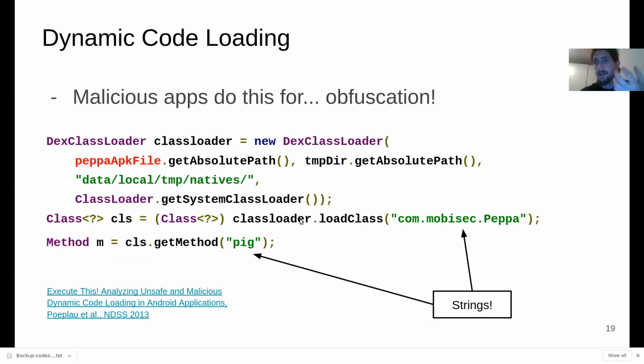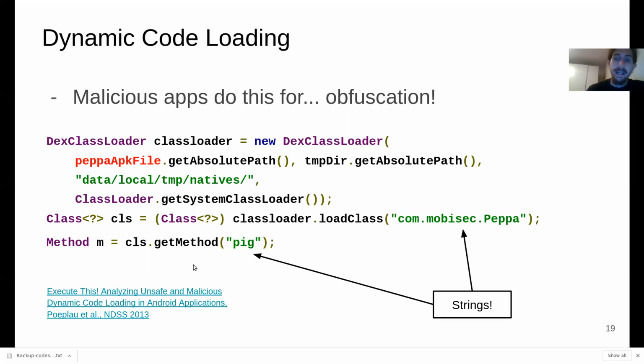Once you have the class loader, which is a class that allows you to load other classes, you can call this load class and you specify the name of the class. In this case, com MOBISEC Peppa. And once you have this, then you can call method pig. This is the same code that we've seen before, Peppa Pig, rewritten in terms of dynamic code loading.